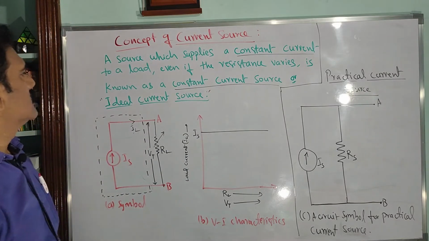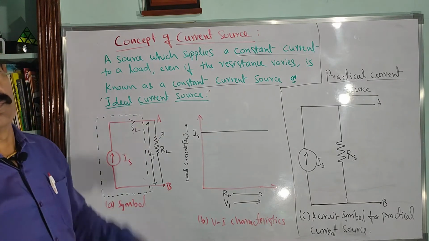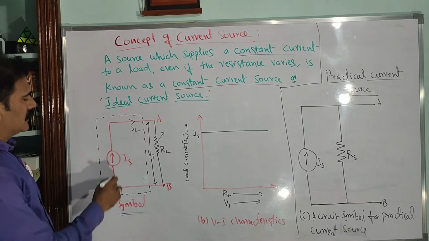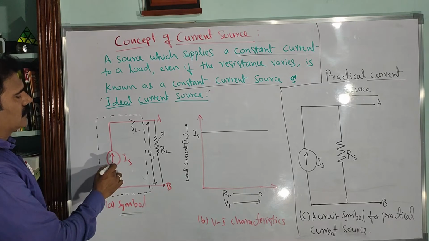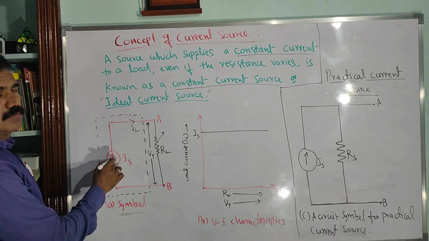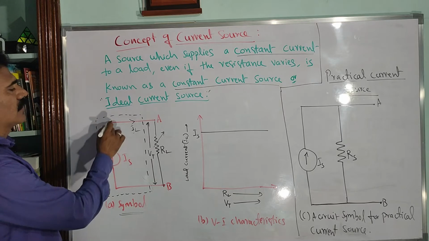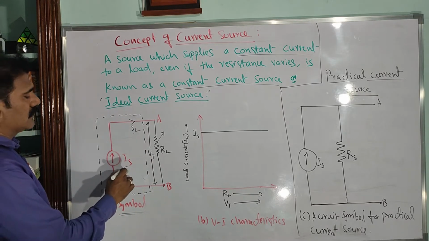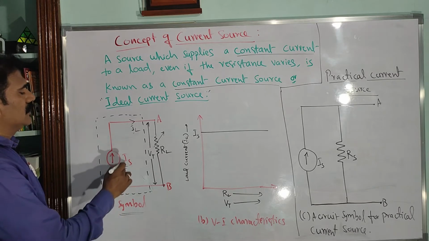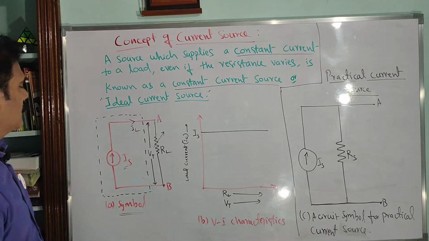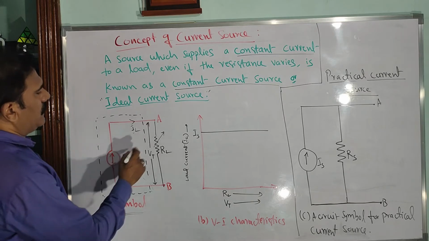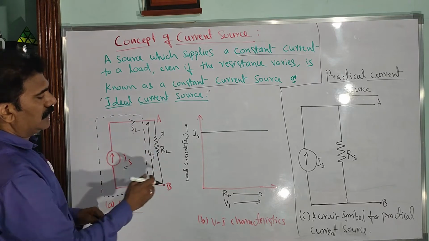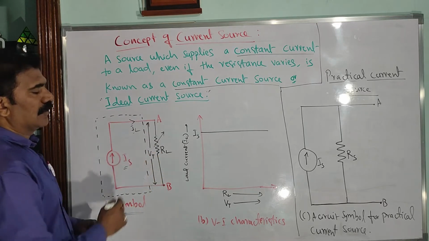So let us see the circuit for an ideal current source first. In the first diagram I am just showing the symbol. We have a symbol for a current source like this, a circle with an arrow mark. That arrow mark indicates the direction of flow of current in the circuit. Instead of V, I should write it now as IS, that means the current source. The terminals A and B may be open or connected by a variable load resistor RL also.